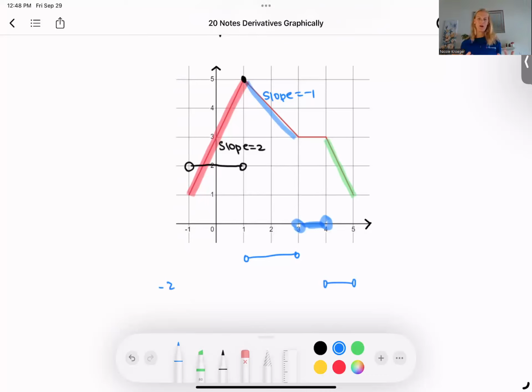So what we're doing when we graph derivatives is we're essentially graphing slopes of the original line. So we're saying, what are our slopes? The y values of the derivative are the slopes of the original line.